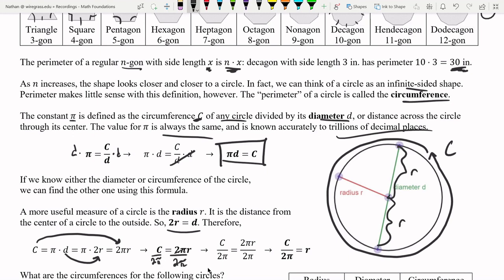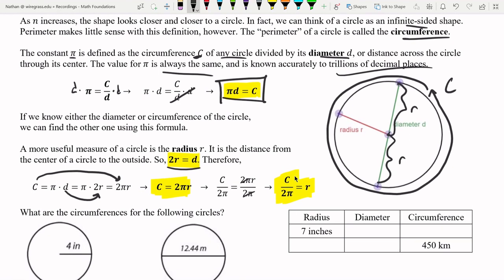That's going to end up canceling the 2 pi. These cancel. And we get just the radius by itself, circumference over 2 pi. So this tells us a way of finding the circumference of a circle, or the radius of a circle, if we know the measure of the outside of it, the circumference. So the important formulas to keep in mind here are going to be this one, and this one here. Also remember that the diameter is twice the radius. That's just straight from the definitions.